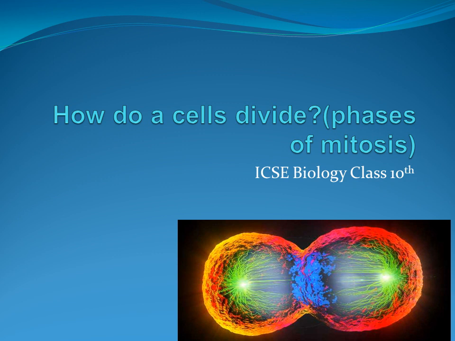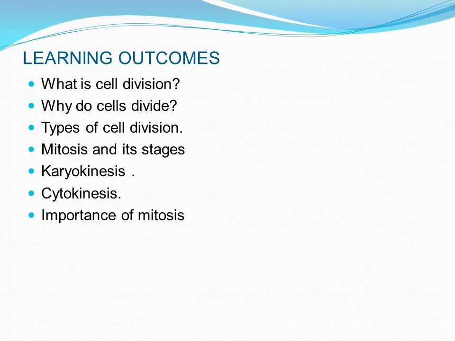So today's topic will be cell cycle and cell division. Now in this slide we will be knowing what are the learning outcomes. So at the end of this lesson, what we will be knowing. So we should know what is cell division, how do cells divide or why do cells divide, and what are the types of cell division, what is mitosis and its stages, what is karyokinesis, what is cytokinesis, what is a cell cycle, and what is the importance of mitosis.